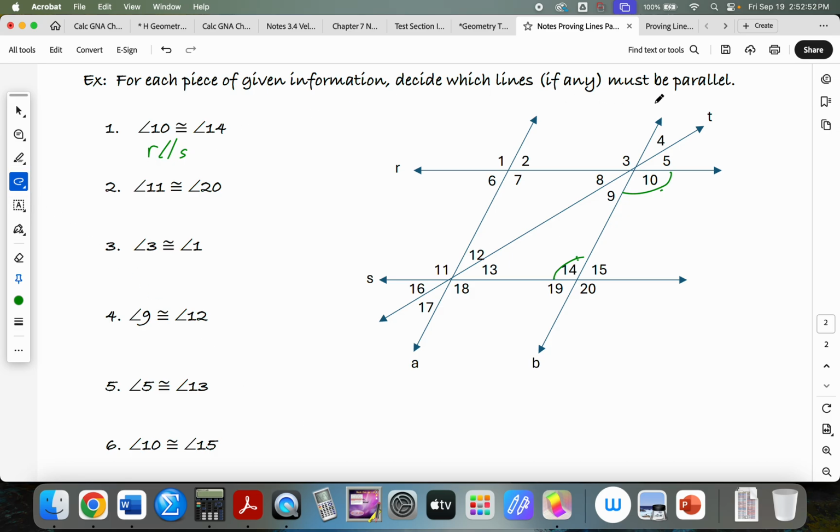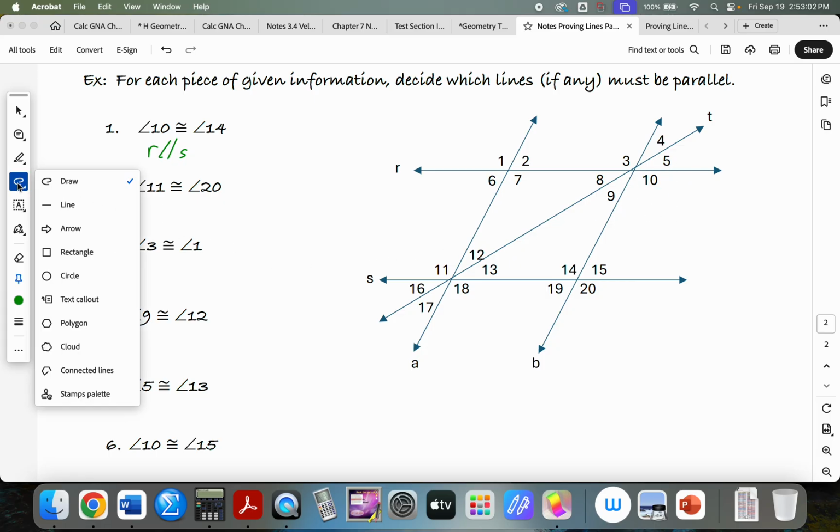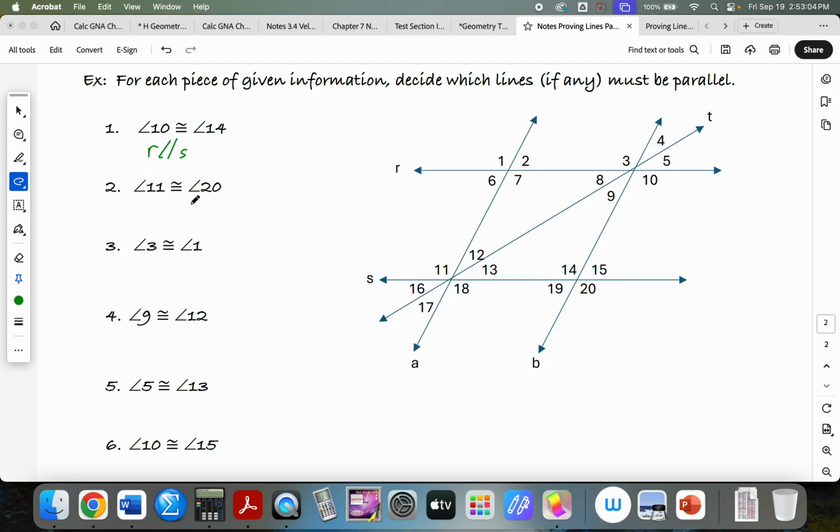And it didn't ask for an explanation, so that's all I have to write down. Let's look at the next one. Angle 11 and angle 20. Here's angle 11. Here's angle 20.